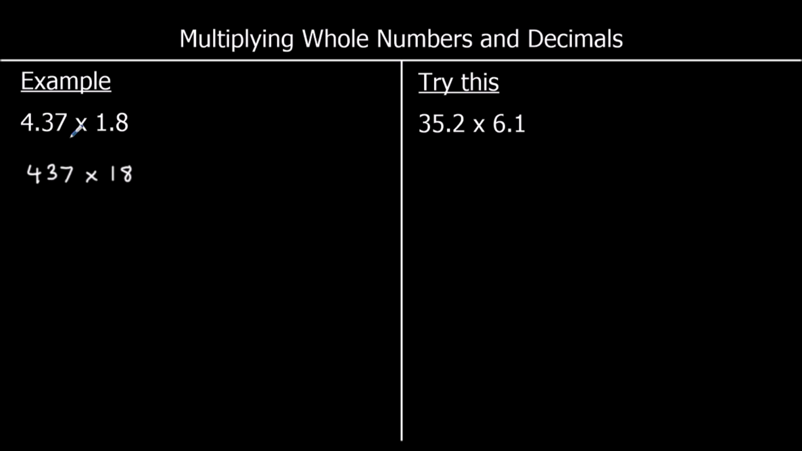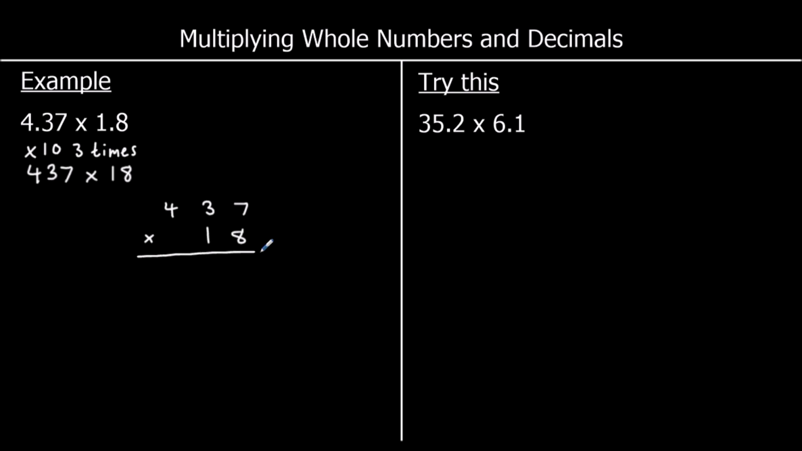And let's look at what I've done to get there. I've multiplied 4.37 by 10 twice to get 437, and multiplied 1.8 by 10 once to get 18. So I've times 10 3 times, and I'm going to undo that at the end. So for now, we'll just worry about 437 times 18. So I'm going to line up my numbers.